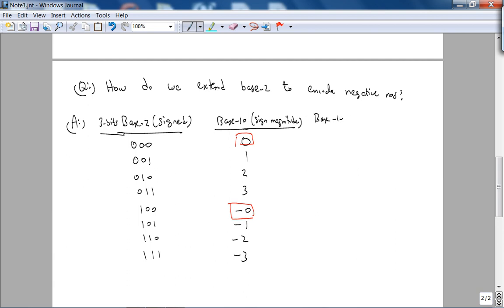Let's try again, base 10, ones complement. Let me do this. Let's call this sign magnitude.